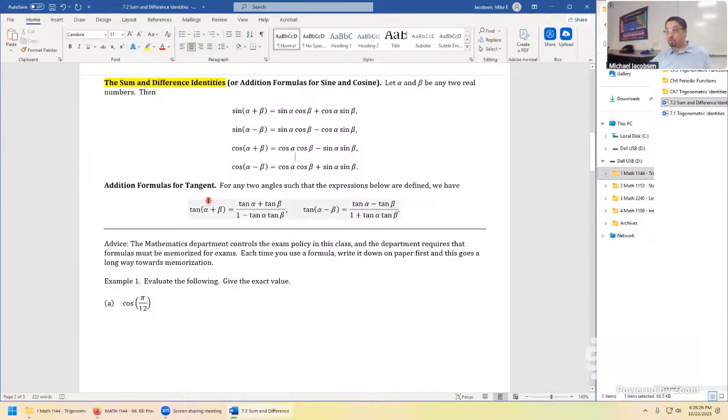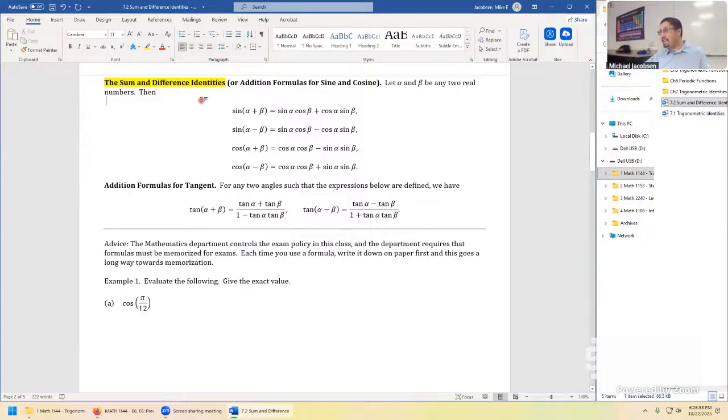Tangent has its own set of rules. Tangent of alpha plus beta looks like this. If it's a minus, it has a slightly different version. And we don't have any formulas here directly for secant, cosecant, cotangent. But the major reason for that is you just take the reciprocal of all of these three, and you have the dual identity for those other functions. We're mainly going to be focusing on the identities as we see them here, however.